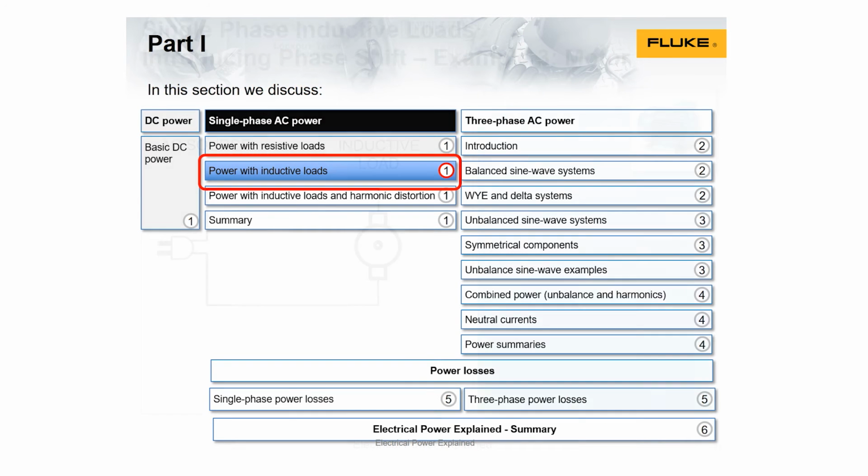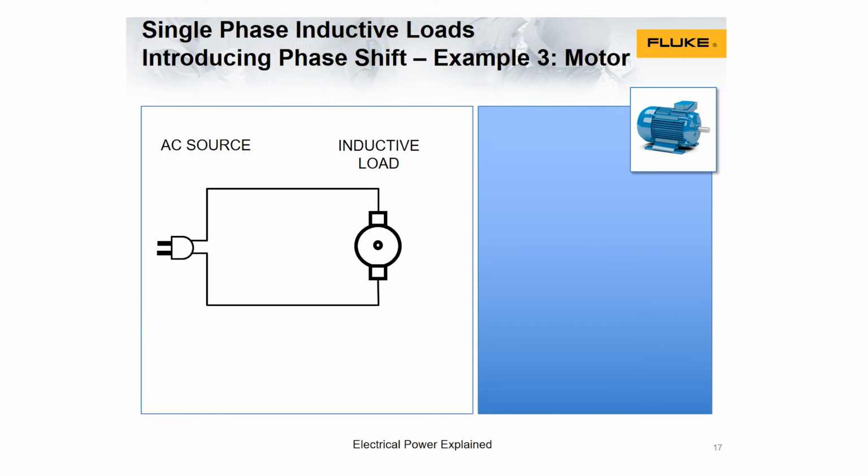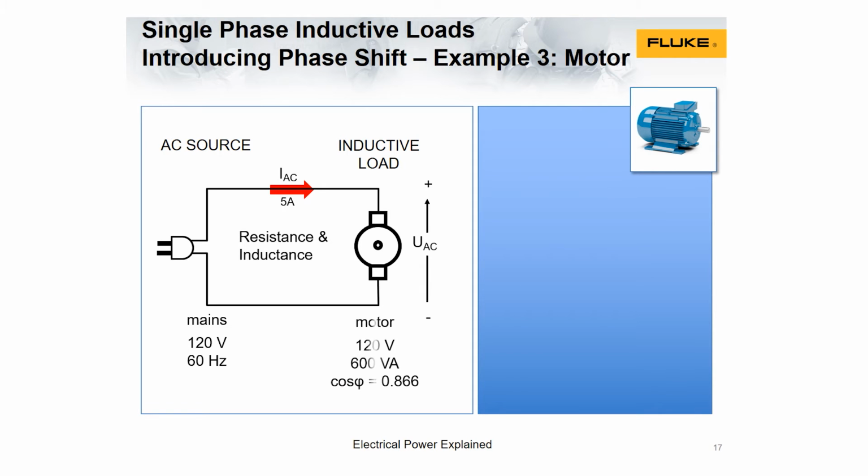Inductive loads, introducing phase shift. This time, we have an inductive load like a motor. Again, IAC and UAC are in capitals to show steady values. We've chosen the same 120 volt RMS supply, pushing 5 amp into a load for easy comparison with the resistive load. The motor is labeled 120 volt 600 VA and cosine phi equals 0.866, which will be explained in the next few pages.